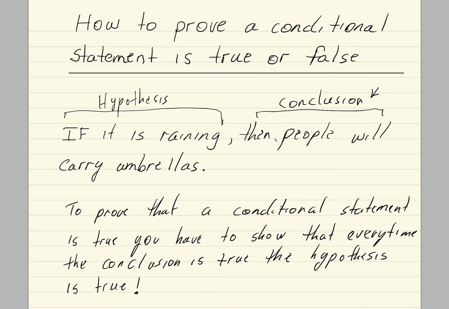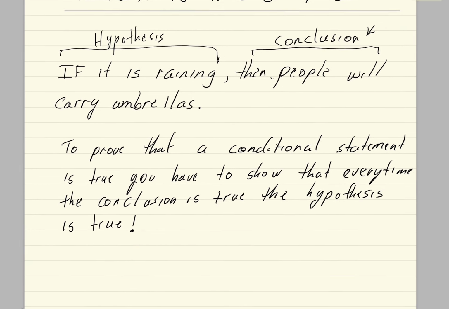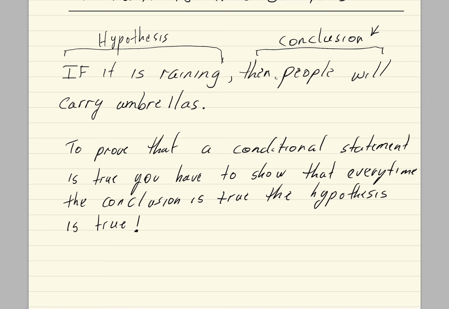Now, it's not always going to be true, because obviously you do see some people carrying umbrellas when it's not raining. But just understand that to prove a conditional statement is true, you need to show that every time the conclusion is true, the hypothesis is always true. Now, to show that it is false, you need to only provide a counterexample to show that it is false.